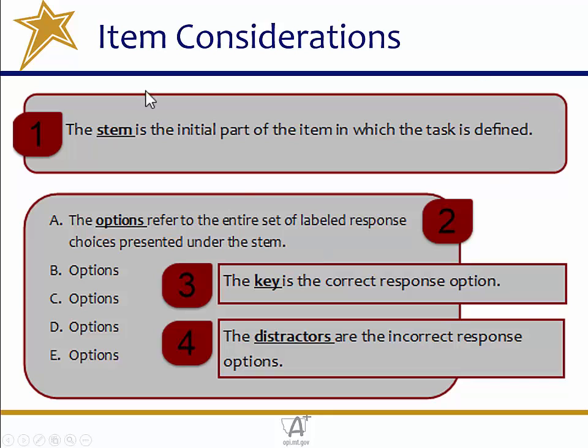So the stem is the prompt. Items are clearly written to elicit the desired evidence of a student's knowledge, skills, or abilities. And with the options, the grammar and the structure of the option should match the stem. There also must be a key with one right answer that is clear and unambiguous.